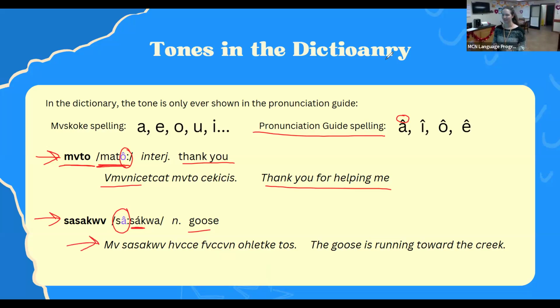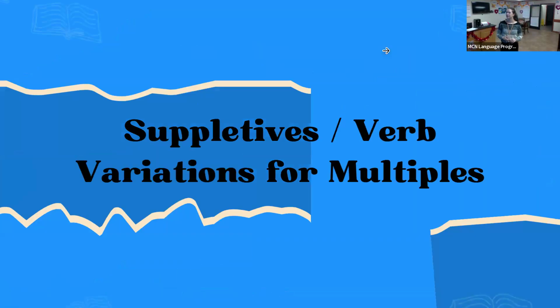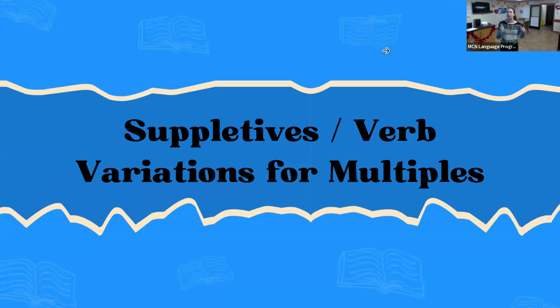But yeah, so one more time. Ma sa sagwa hachi fachan oklikidos. The goose is running towards the creek. Okay. Next is the supplicatives, which is the fancy word for the verbs that have different versions if there's multiples.